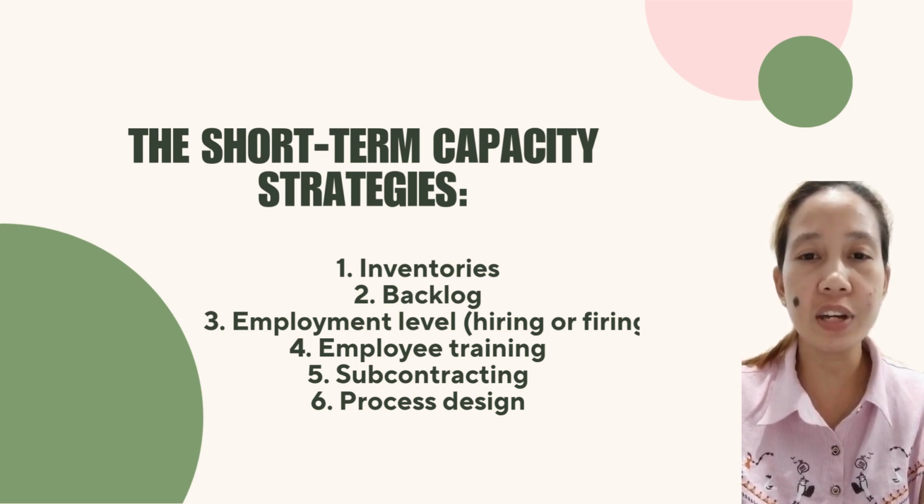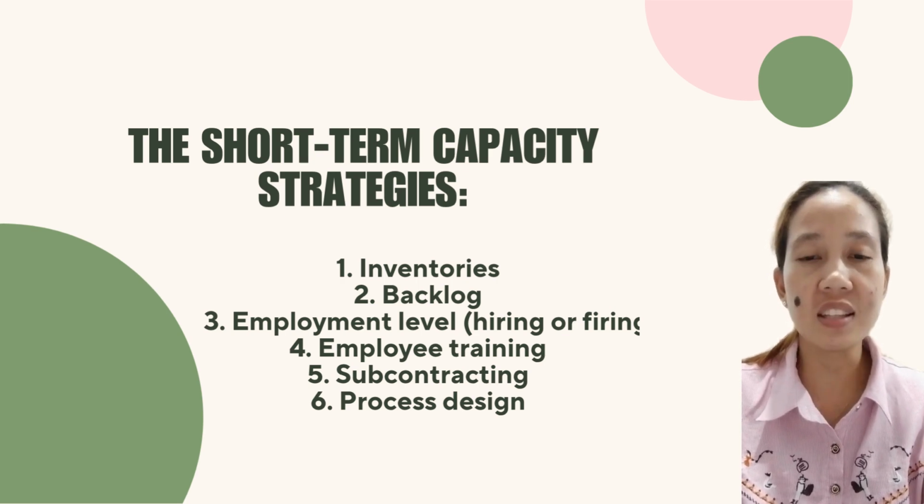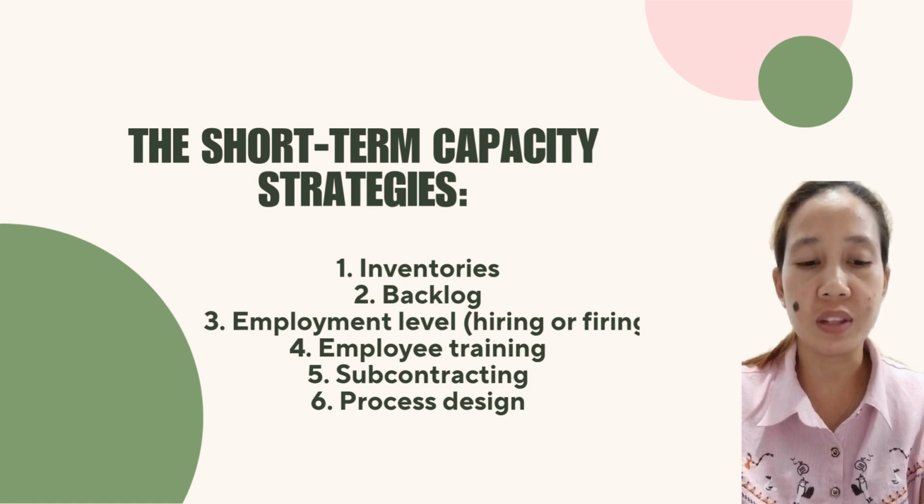Third is hiring or firing. Add workers when it's busy. Lay off when it's low. Fourth is employee training. Train workers to do multiple jobs. Example, a cashier who can also prepare food. Fifth is subcontracting. Hire other companies to help make products temporarily. And last, process design. Change how jobs are done to make work more efficient.